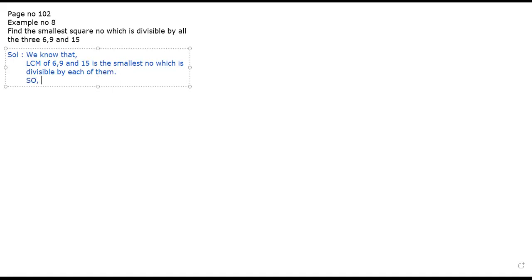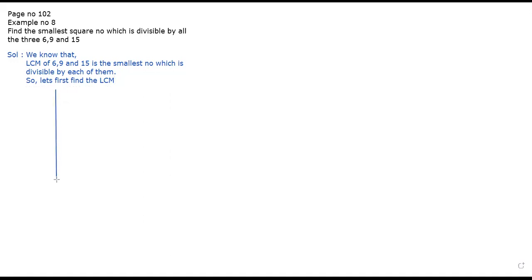So let's first find the LCM, and if the LCM itself becomes a square number, no problem. But if it is not a square number, then we'll find a multiple of the LCM. Yes or no, children? And now finding the LCM. Children, you have learned the method of finding the LCM.